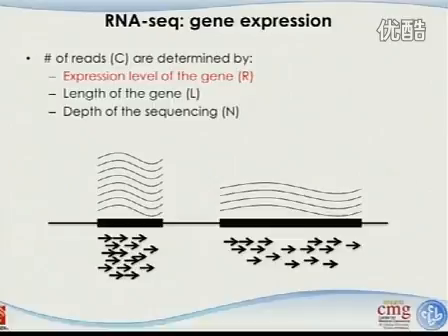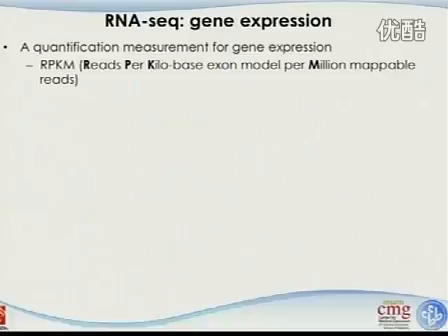And the third one is actually the depth of the sequencing. For different samples, in one sample you may use 20 million reads to map the entire transcriptome, the other one you use 50 million reads. And of course, you will detect more signals in the second sample, but that doesn't mean that gene expression level is higher. So these three factors determine the number of reads.